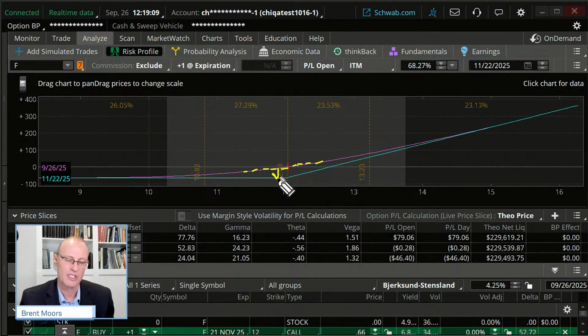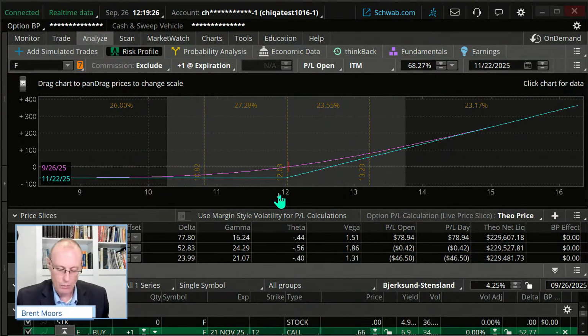It gets worse because of that negative theta there. So that's another thing to pay attention to. Where the purple line is right now, or whatever day you select right here, but generally we're going to put right now. And the blue line represents at expiration.